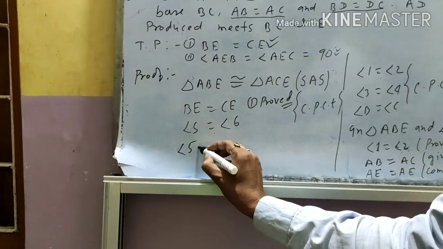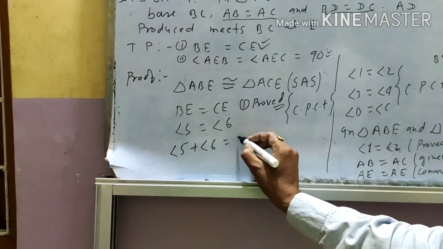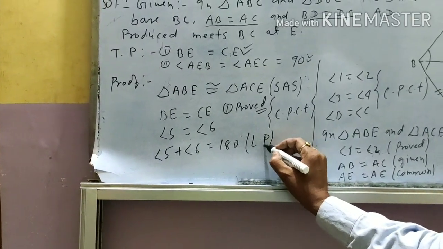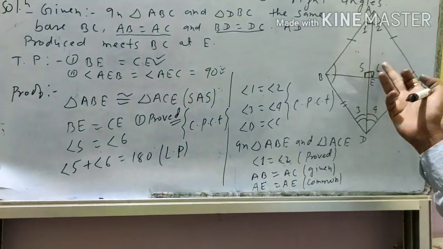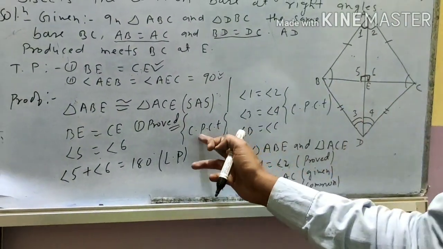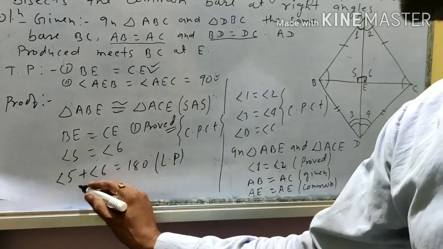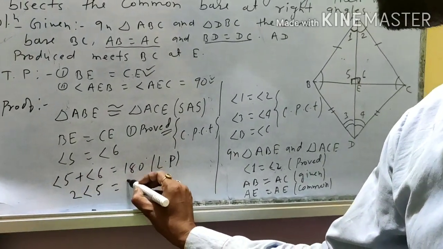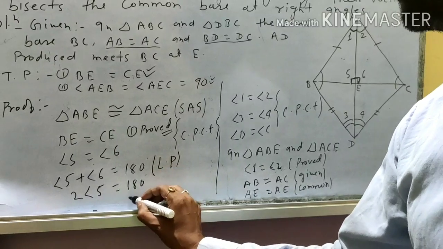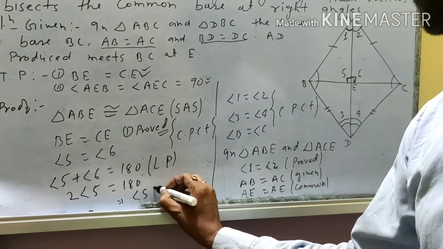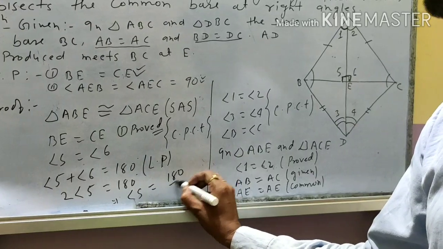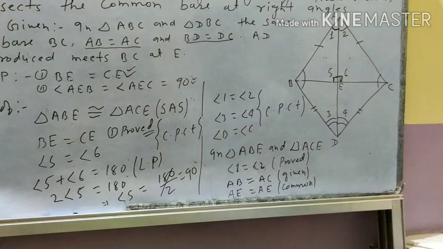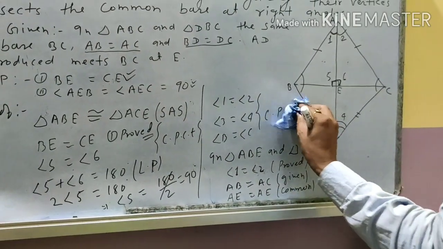The second one is angle 5 is equal to angle 6. Here we can write angle 5 plus angle 6 is equal to 180 degrees by linear pair. By CPCT, these two are equal, so we can write any one of them two times. So 2 times angle 5 is equal to 180 degrees. So angle 5 is equal to 180 divided by 2, which is 90 degrees.